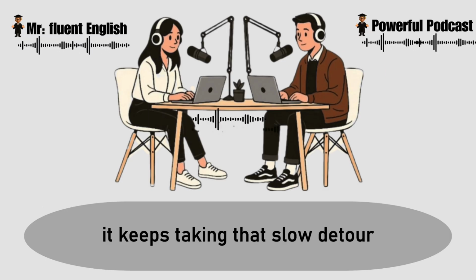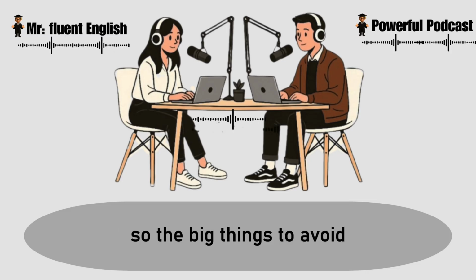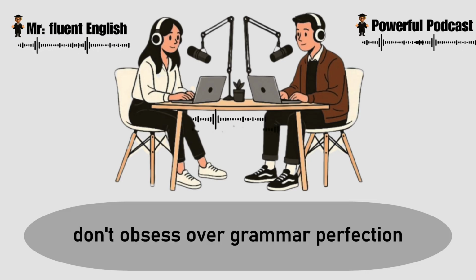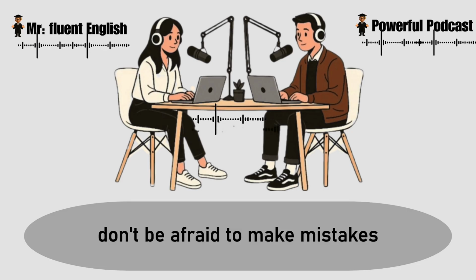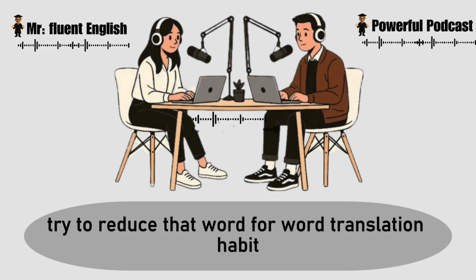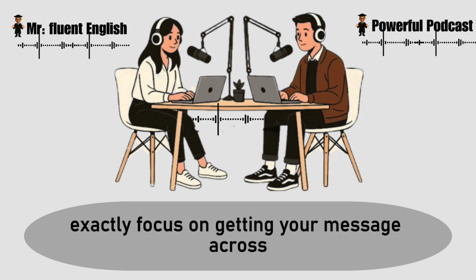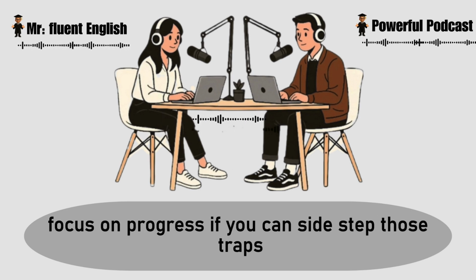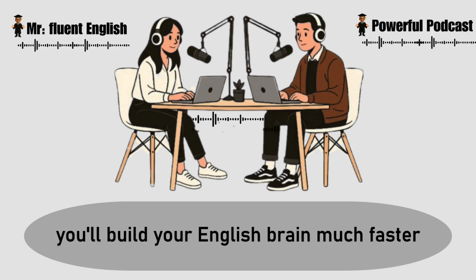It keeps taking that slow detour. So, the big things to avoid. Don't obsess over grammar perfection. Don't be afraid to make mistakes. Embrace them even, and actively try to reduce that word-for-word translation habit. Exactly. Focus on getting your message across. Focus on progress. If you can sidestep those traps, you'll build your English brain much faster.